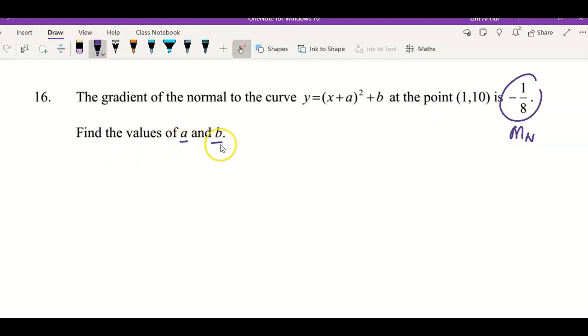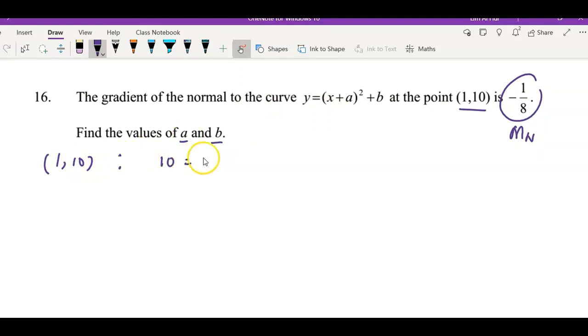You need to find two unknowns, so you need two equations. Here it gives you two pieces of information to form two equations. The first information is (1, 10), meaning that this curve passes through this point. Then this implies that this point satisfies this equation. You can just substitute (1, 10) into this curve equation.